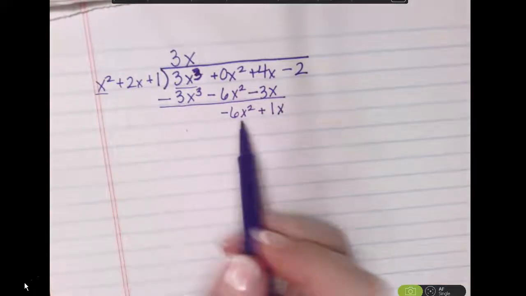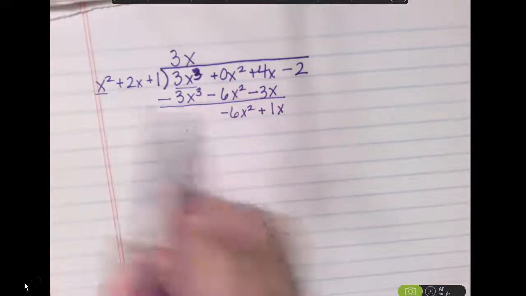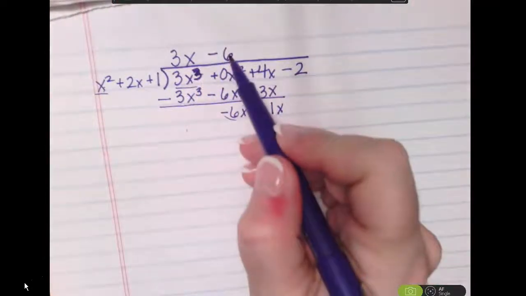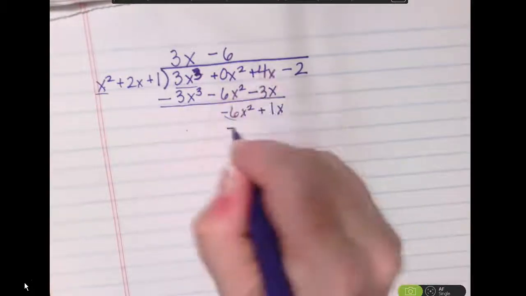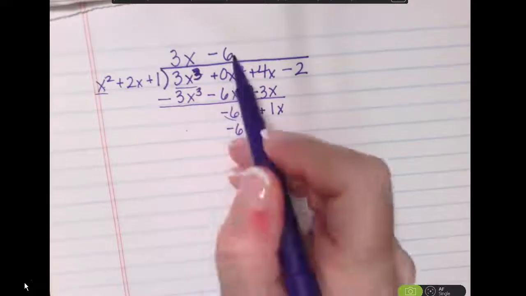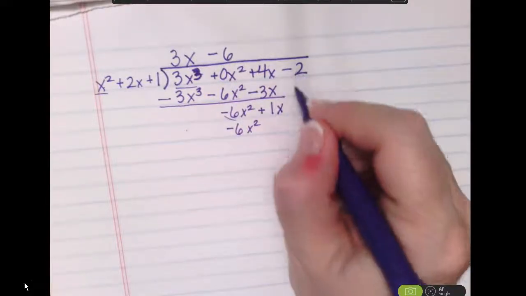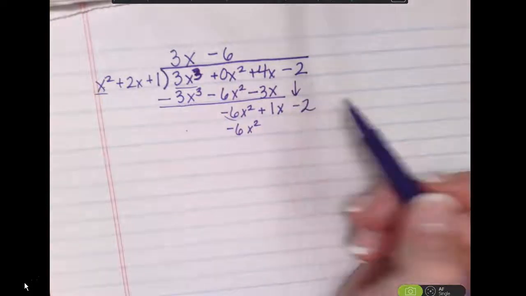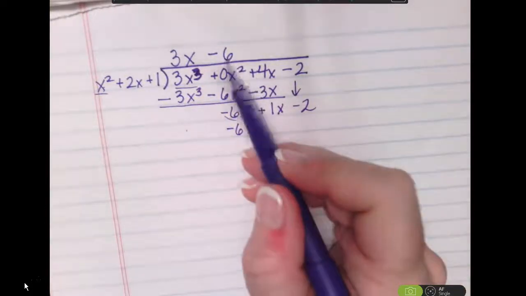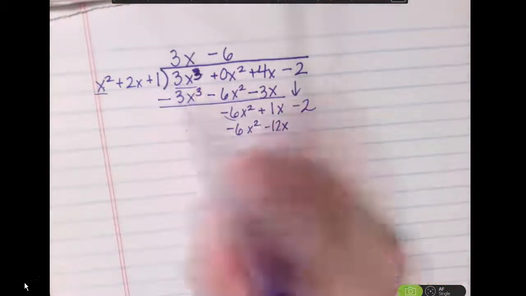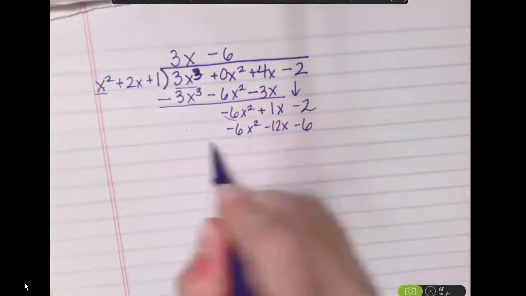So now, again, I'm looking at my initial terms. Negative 6x squared divided by x squared. If I do a negative 6 here, when I multiply it out, I'll get negative 6x squared, and these will subtract. And then, just like long division, I'm going to bring down my next term. So negative 6 times 2x is negative 12x. Negative 6 times 1 is negative 6.